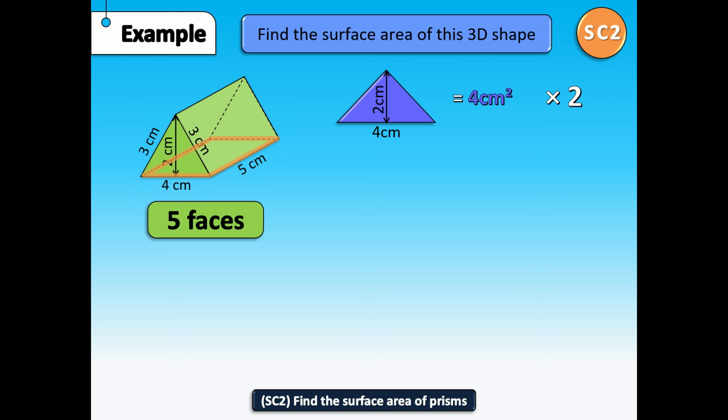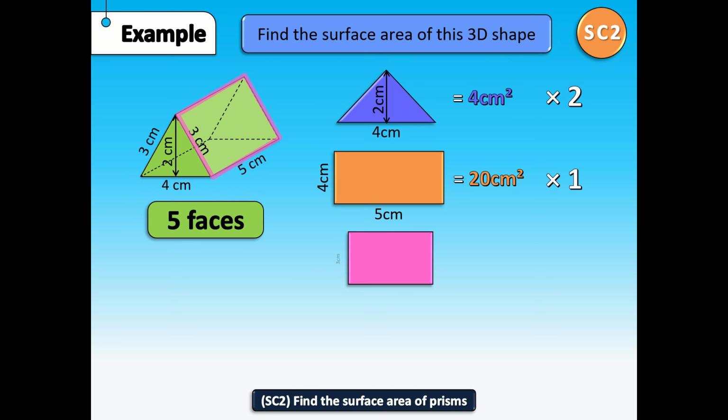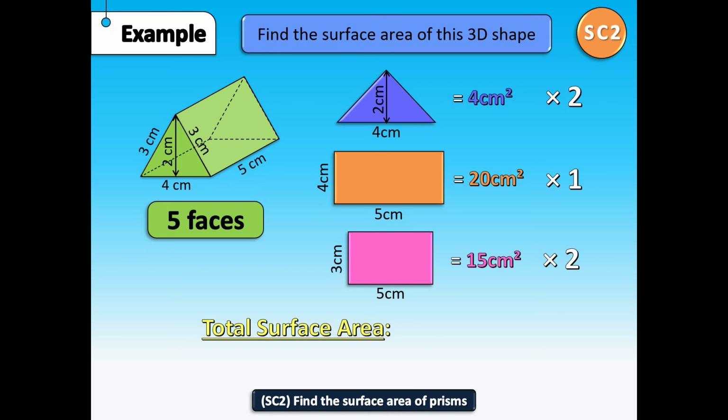We've also got the bottom, so that's 4 centimeters by 5 centimeters, so that's an area of 20 centimeters squared, and we just need 1 of those. We've also got the sides, and that's 3 centimeters by 5 centimeters, so that's an area of 15 centimeters squared, and we've got 2 of those. So that means the total surface area will be 4 plus 4 plus 20 plus 15 plus 15. So that's 58 centimeters squared.